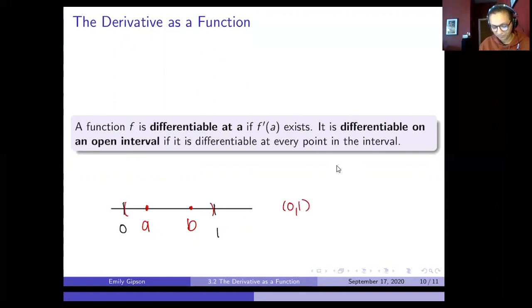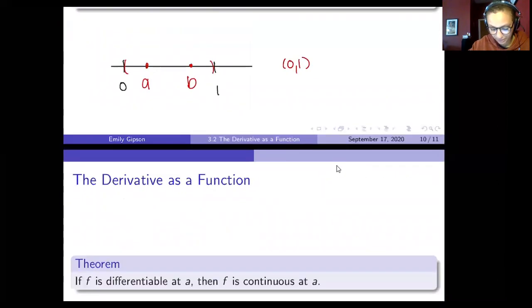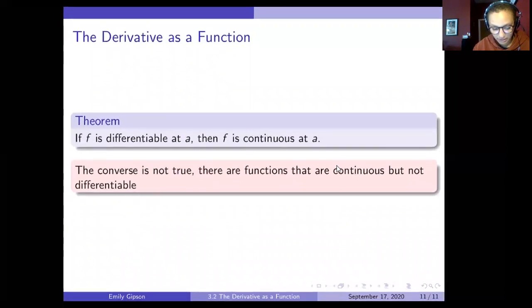0, 1. So here's a final theorem, and this is actually kind of a big deal. If f is differentiable at A, then f is continuous at A. But beware, the converse is not true. There are functions that are continuous but not differentiable. And we say that because there's functions like the absolute value of x or the negative absolute value of x. We can't differentiate them the same way that we expect to, nor do we expect to get an answer.